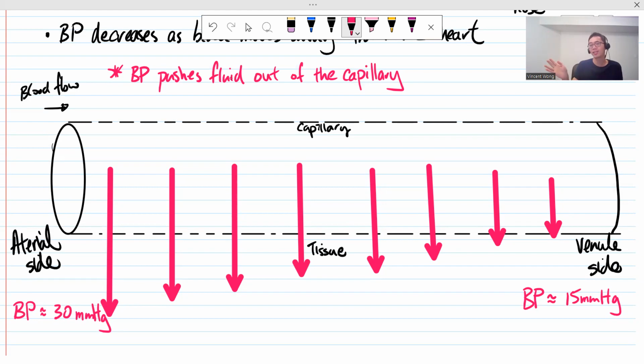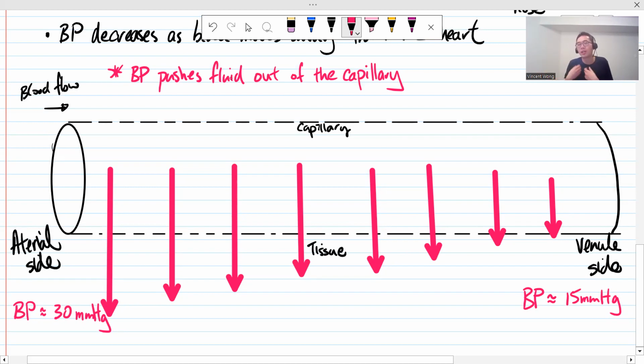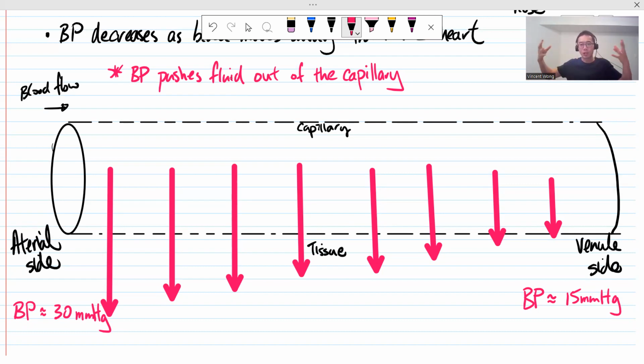All right, now listen, guys. If this is the only force acting on the capillaries, then we have a problem because we are losing fluid all over the body, right? And that's not a good thing. We're gonna swell up. You might have heard of edema before. That's basically what happens. In edema, you are losing so much fluid from your blood vessels and it is accumulating, building up in the tissue, and it causes your body parts to swell up.